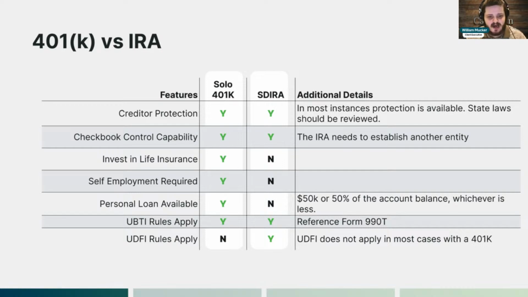So what's the difference between an IRA and a 401k? All the investments you can make out of an IRA, you can make out of a 401k, but the main differences are generally the contribution limits, and the 401k is the only type of retirement plan you can take a personal loan from. It has to be either $50,000 or 50%, whichever of those two amounts is less. And then UDFI rules don't apply to the solo 401k, where they do apply to the self-directed IRA in general. We'll go over UDFI towards the end of the presentation when we talk about some tax considerations. So keep that in mind.